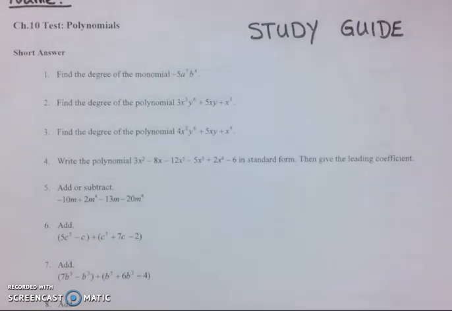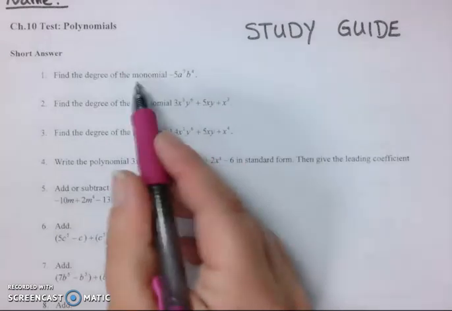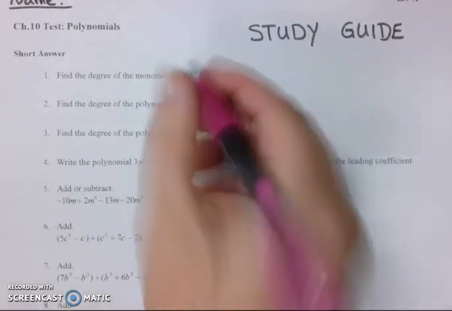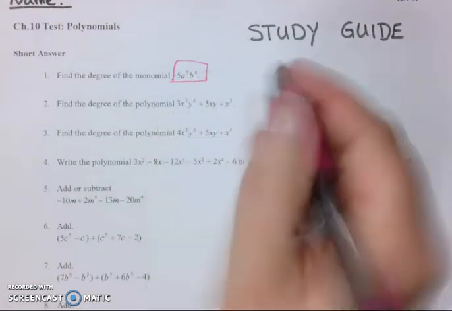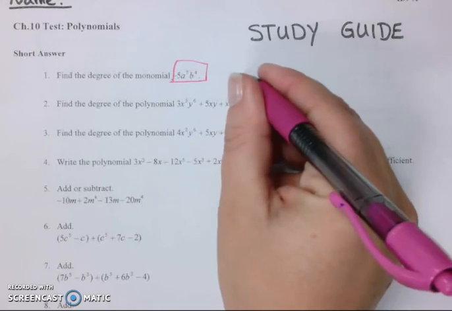Finding the degree. So this is only one term, that's why it's a monomial. These all go together. So the degree of this is where you just add up the exponents on the variables. So you take 7 plus 4, and so you get the degree is 11.